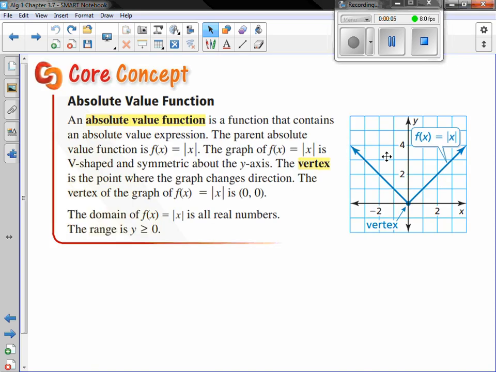So what we're doing today is working with absolute value functions and graphing them. Now, the absolute value function, this is the parent, our main f of x equals the absolute value of x. And we'll be referring back to this graph on more than one occasion. The graph of f of x equals the absolute value of x is a v-shaped graph.